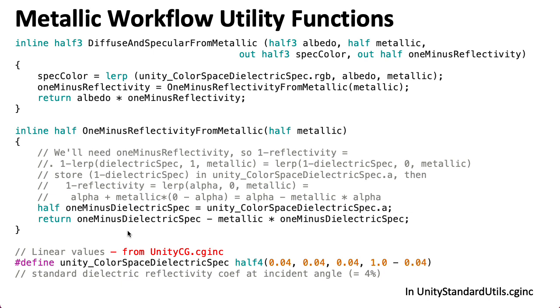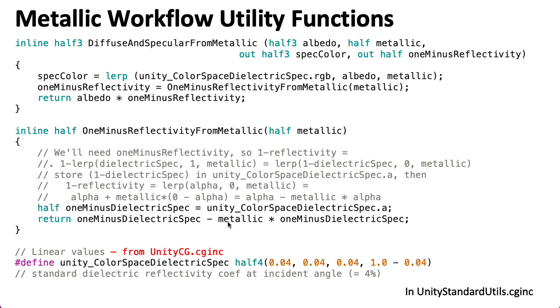And it's going to return 1 minus dielectric specular minus metallic times 1 minus dielectric specular. I guess you could also write this as metallic times 1 minus dielectric specular. Maybe there's some sort of optimization reason that it's written like this. Okay, so let's think through the extremes.